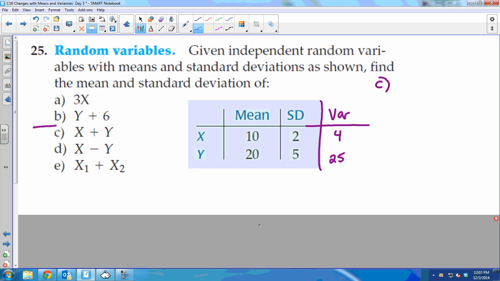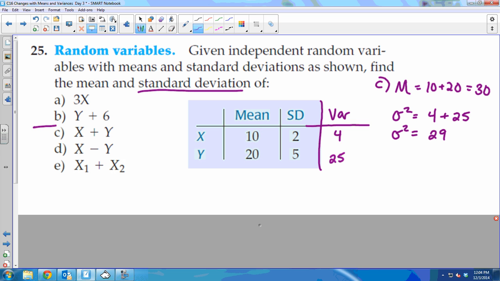So on C, we're adding x and y. So how do I find the expected value, or the mean? Add them. So 10 plus 20 is 30. Ta-da! But when we find a standard deviation, you have to do the variance first. Have to. No other option. If you do the standard deviation, you'll get it wrong. So it says we can add variances, right? So we're going to add variances. So we have 4 plus 25, which is 29. That's sigma squared. The question, however, asks for standard deviation, so I have to take the square root.